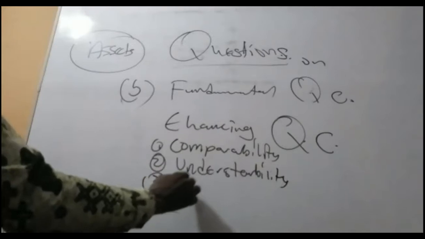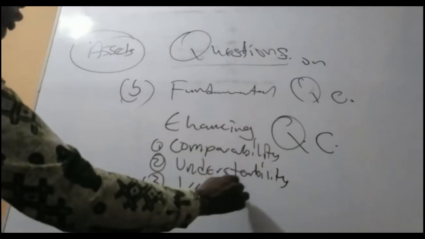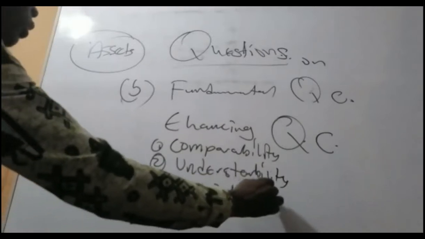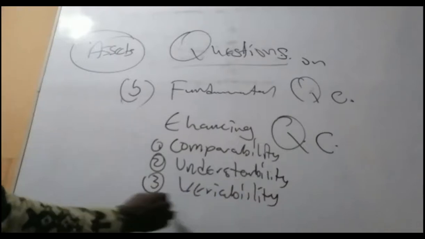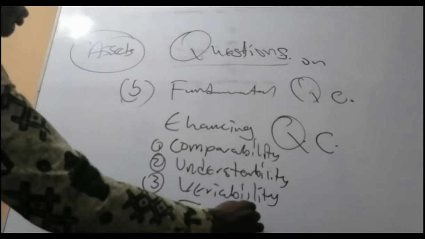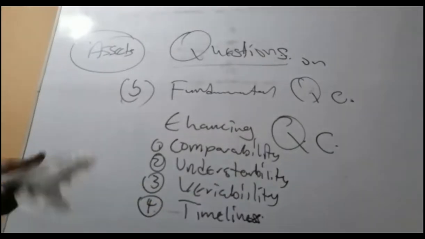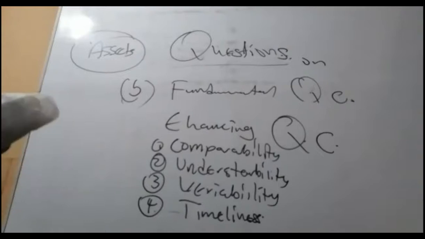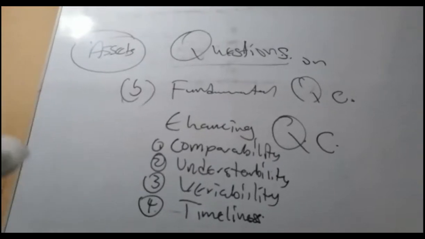Or the verifiability. The last one is timeliness. So these are the four enhancing qualitative features. That is all. We are done.